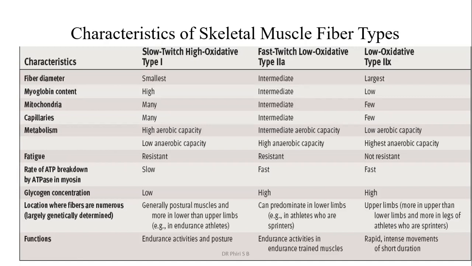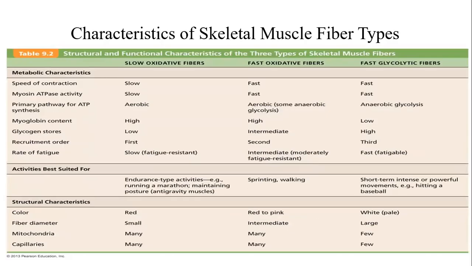But for the fast twitch, they are used for rapid, intense movement of short duration. Maybe you want to run, not 10 kilometers, but maybe 100 meters, very fast. So if you're running 100 meters very fast, you'll be using more of fast twitch that will propel you very fast. So that's just the difference.